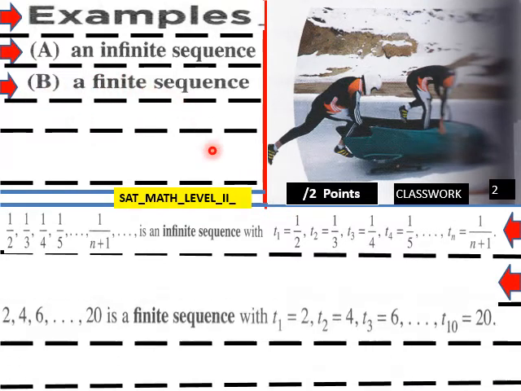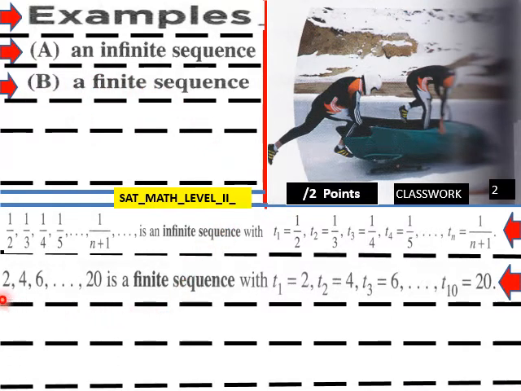B, a finite sequence. An example of that is 2, 4, 6, 20, a finite sequence with term 1, 2, 4, 6, then term 10 would equal 20.